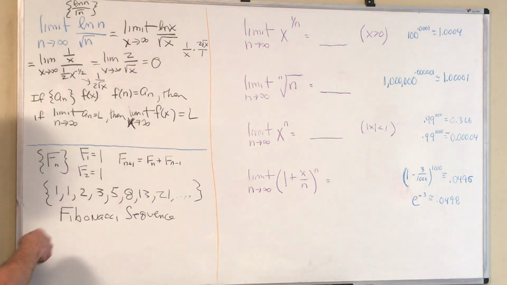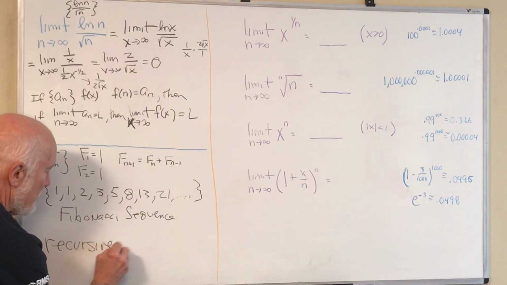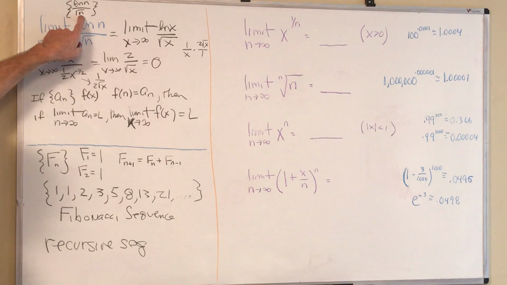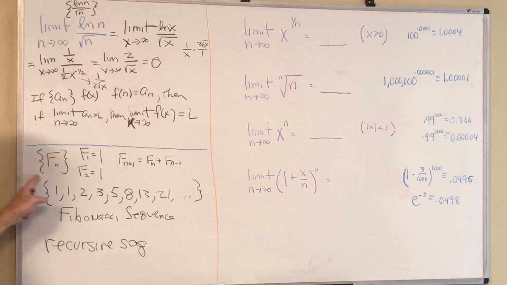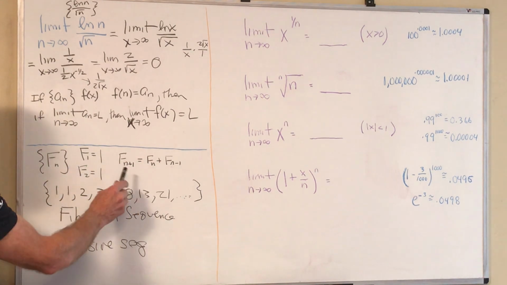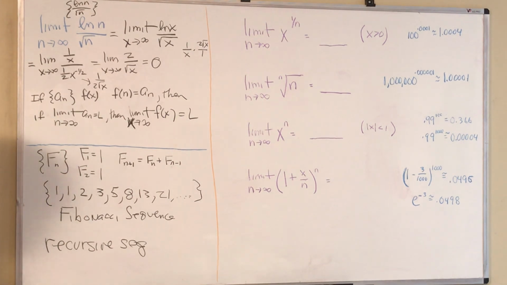But this is called a recursive sequence, because you can't get to the 1,000th term just by plugging something in. Like right here, you could get to the 1,000th term of that sequence just by plugging in 1,000. Here you have to go through this whole process. To get to this value, you have to know what came before it. So this is called a recursive sequence.